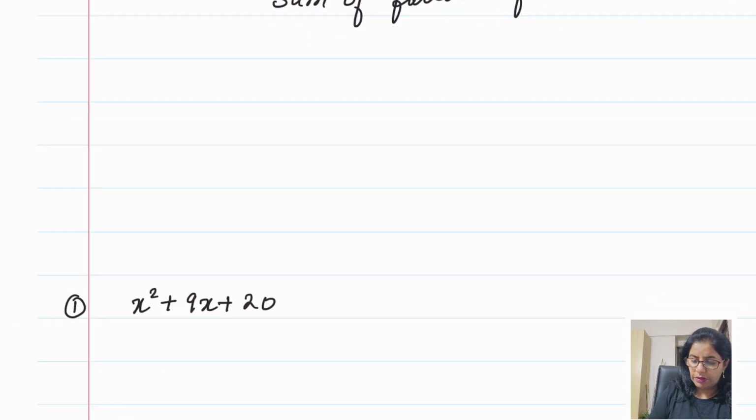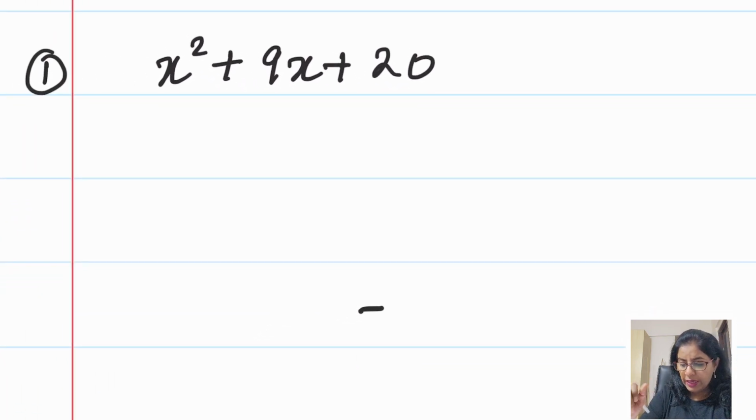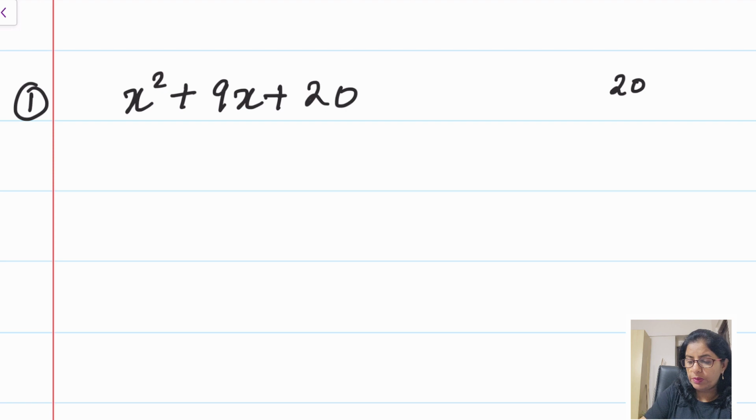So the first example that I am taking is this: x square plus 9x plus 20. So the product of the coefficient of x square and the constant, a and c, will be 20. We'll find out all the factors of 20. The factors of 20 will be 1, 20, 2, 10, 3, 4 and 5. Now we have to choose the factors which sum up to 9x. 1 and 20 no way, 2 and 10 no way, so the choice is 4 and 5.